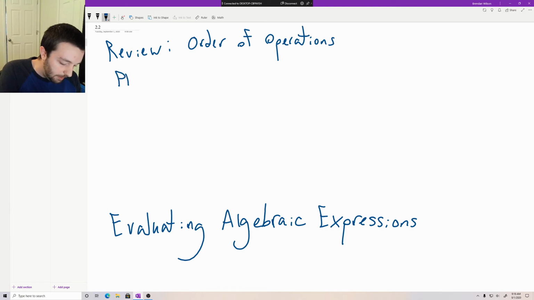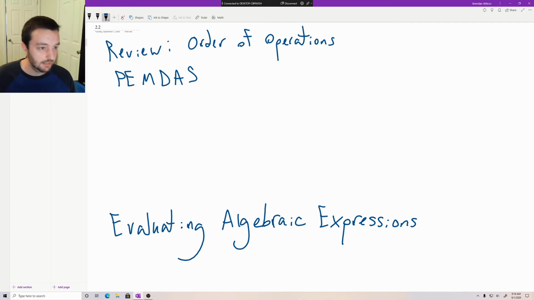But anyway, let's remember what this is. All right, so you can remember the acronym PEMDAS, or you can remember the mnemonic device, please excuse my dear Aunt Sally. All right. The important thing is you remember what these letters stand for. Okay, so we have parentheses.